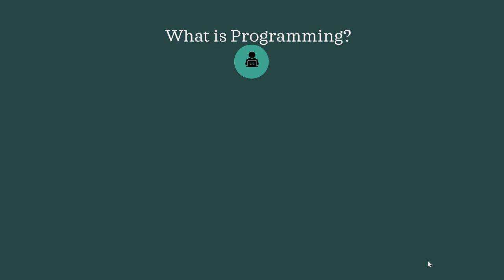What is programming? Programming is the process of creating a set of instructions that tells a computer how to perform a certain task. Programming can be done using a variety of computer programming languages such as C, Python, C Sharp, C++, and other programming languages such as Java. But for this course, we're going to focus on C and C++.